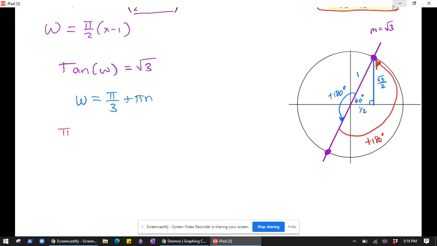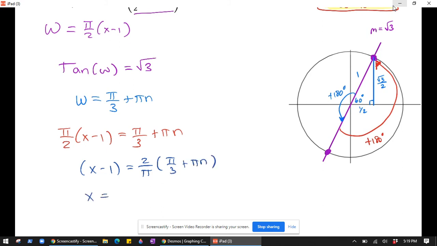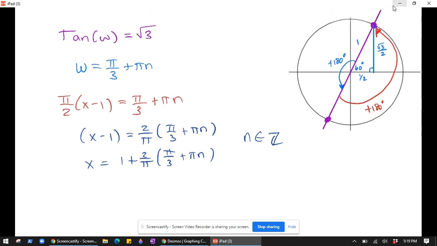So we put that back, and we solve by multiplying through by 2 over pi, and then adding 1. Of course, let me just indicate over here that n is an integer before I forget. Okay, let's simplify this, and we are done.